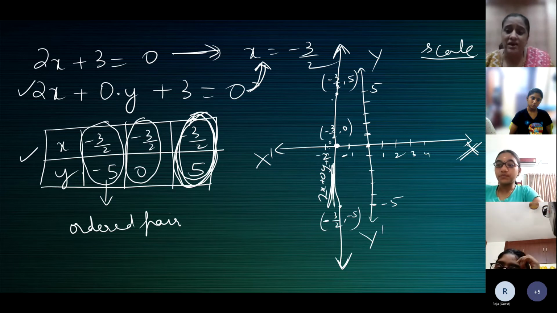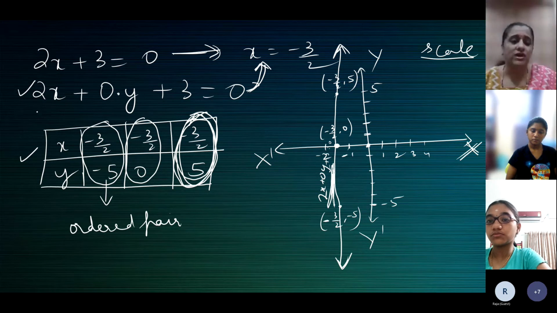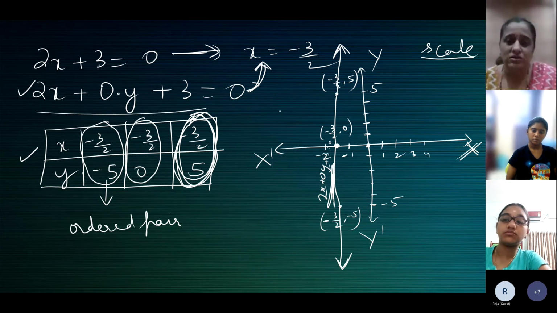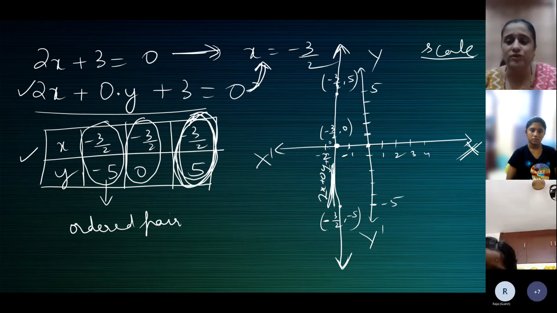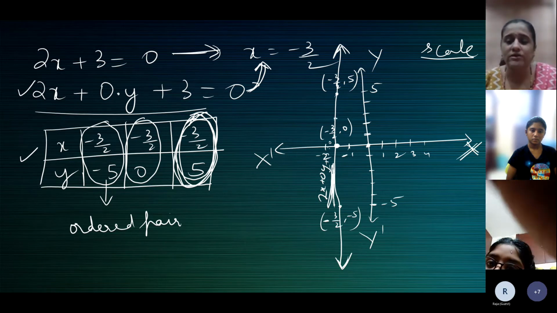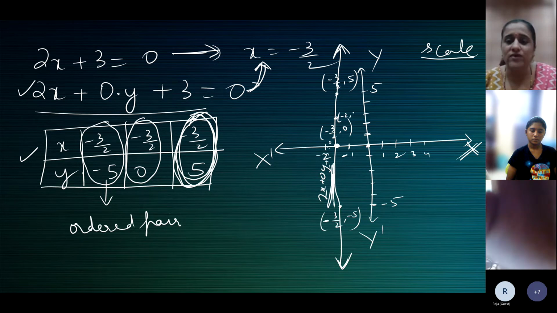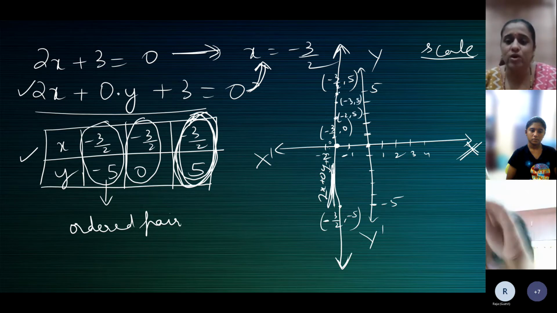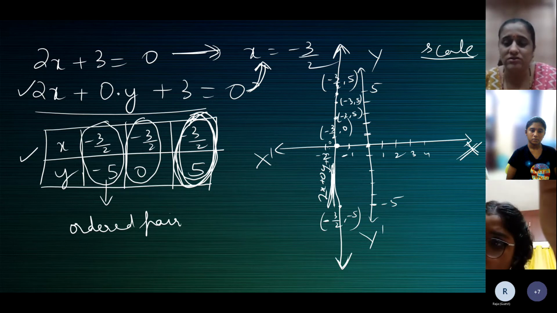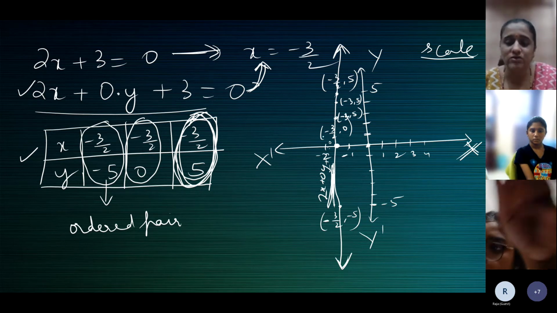And now this line has so many points on it. Every point will satisfy this equation. This line has infinitely many points lying on it, and every point will have an address. Now, if you take this point, it will be minus 3 by 2, 5. Oh, sorry, not this one.